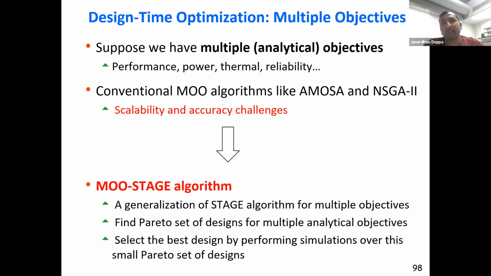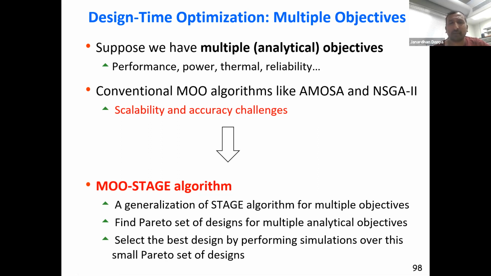So far, whatever I have talked about is a single objective that you are trying to optimize. But what if I have multiple analytical objectives for performance, power, thermal, reliability, and so on? Of course, there are multi-objective optimization algorithms, analogs of simulated annealing and the GA, which are AMOSA and NSGA-II, and they also suffer from similar scalability and accuracy challenges. So the researchers have extended the STAGE algorithm to handle these multiple objectives.